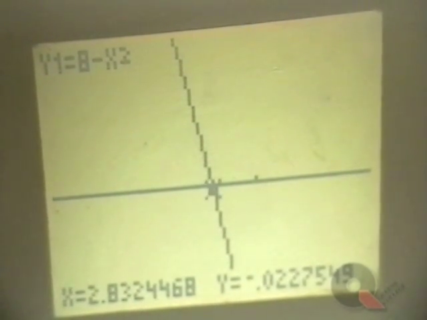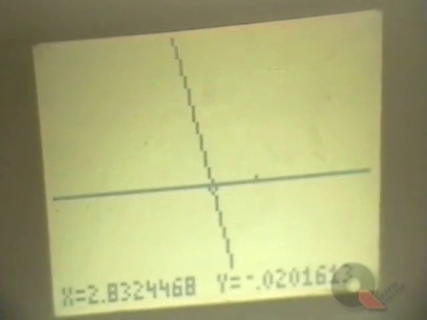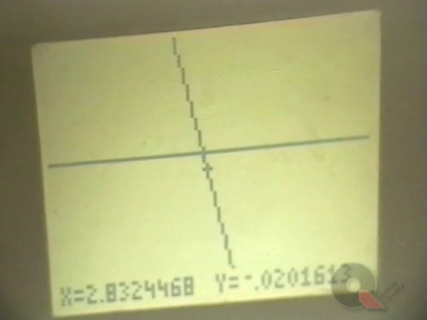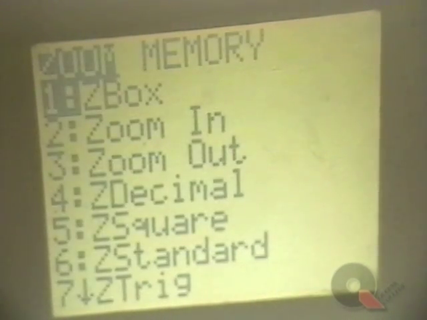Let's hit the zoom button again. This time, instead of scrolling down to 2 and hitting enter, I'll just punch in 2. But you still have to hit enter again. In other words, either enter twice or 2 and then enter. It's blowing up this portion again. I hit trace, and I'm over here. I'm backing up. Okay. Hit zoom, hit 2, and enter again.